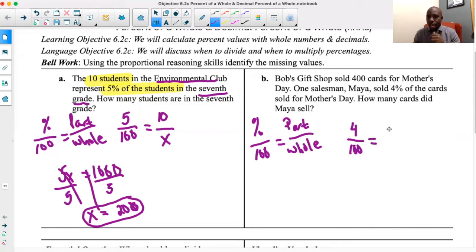And I know that I'm looking for Maya's part. So I'm saying, okay, 4% is the percent, but I don't know how much she actually sold. So I'm actually looking for how much she sold, even though it was 4%. And I know the total, which in this case is going to be 400. Okay. Once again, we're looking for the part in this one. So I'm going to cross multiply. I end up getting 100x is equal to 1600. I want to solve for x by dividing by 100.